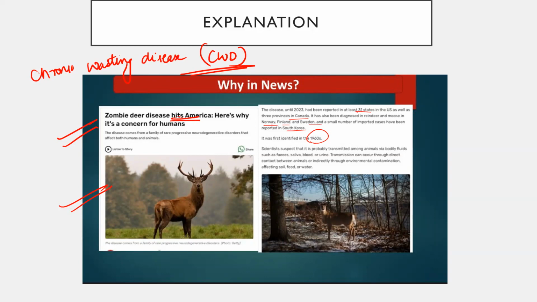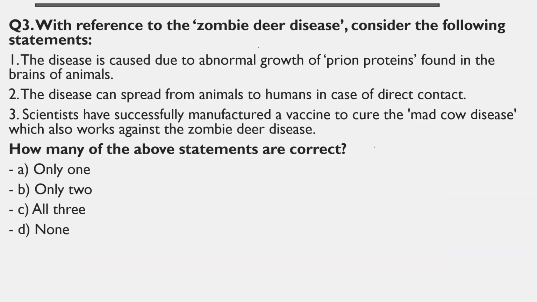Now we have to understand what this is exactly. This is a neurological disorder which affects the deer and the family members of the deer, which is caused by an abnormal growth of a protein named prion protein. What is the name of the protein? Prion protein. So when this protein grows in the brain of the animals, usually deer, that's how this disease occurs.